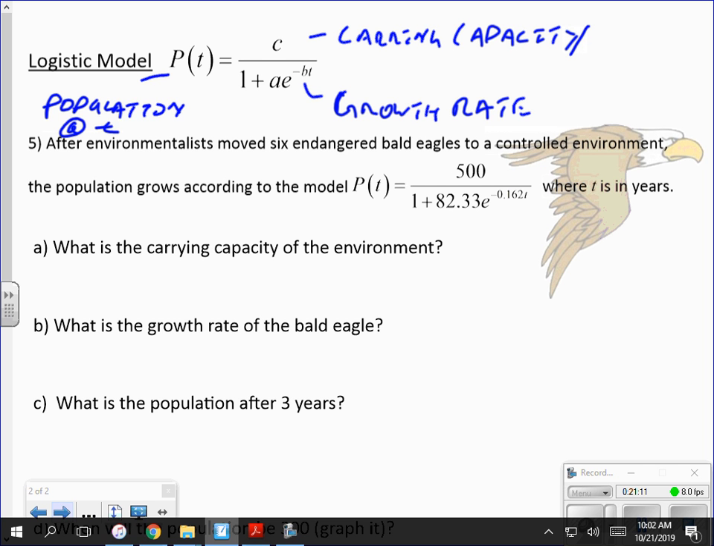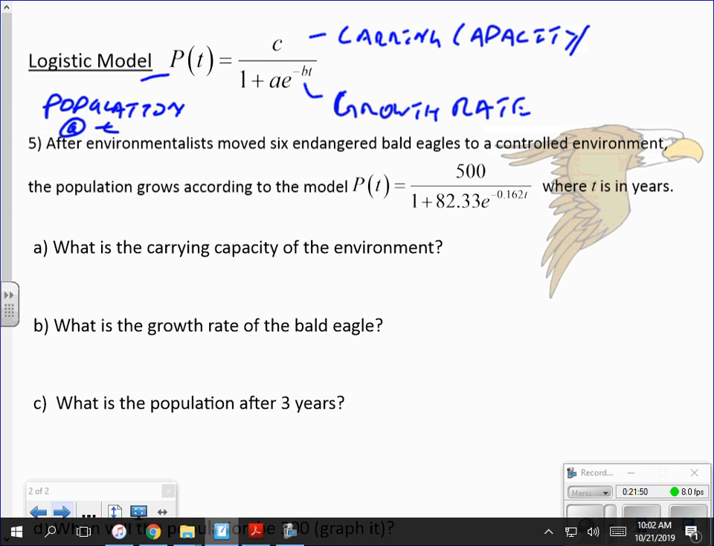So we have a problem here. After environmentalists move 6 endangered bald eagles to a controlled environment, the population grows according to the model P of T is equal to 500 over 1 plus 82.33 e to the negative 0.162 t, where t is in years. And t is always defined: what units we're talking about, years, days, weeks, months. It all depends upon what you're dealing with. Most animal populations would be years. Some insects would be days, depending upon the lifespan of that particular insect.